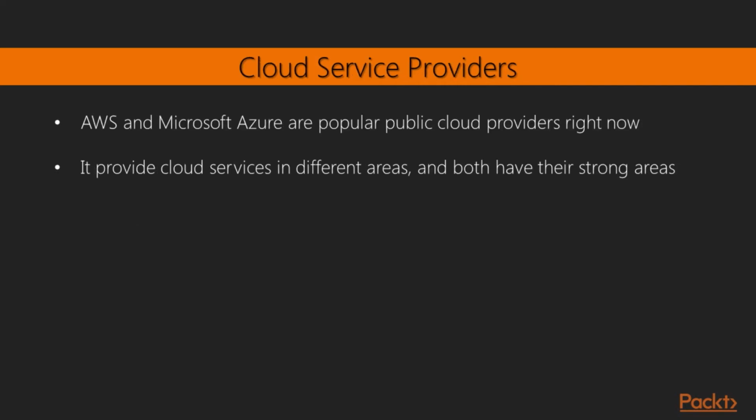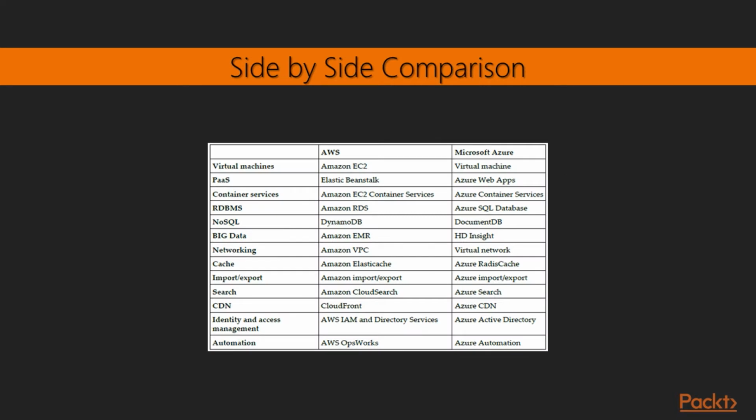Cloud service providers. AWS and Microsoft Azure are popular public cloud providers right now. They provide cloud services in different areas, and both have their strong areas. Based on the organization's culture and past partnerships, either can be considered after a detailed assessment based on requirements. This is a side-by-side comparison.